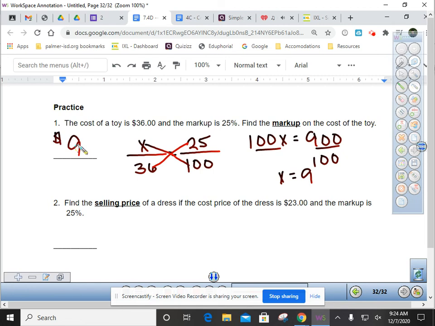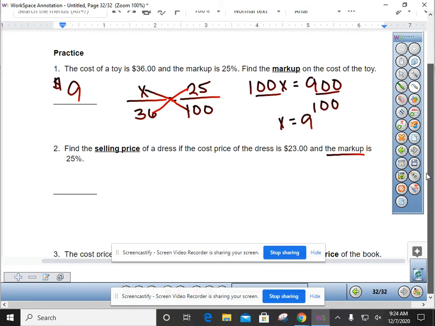Good, number 2. Find the selling price of a dress if the cost price of the dress is $23 and the markup is 25%. What's your plan here? Write a proportion, and then what are you going to do? Add it back. Why are you going to add it back? Because it's a markup and it's asking you for the selling price.